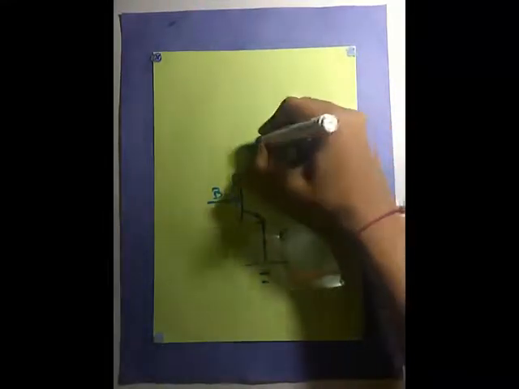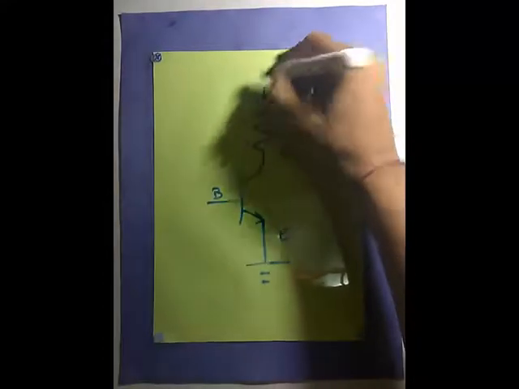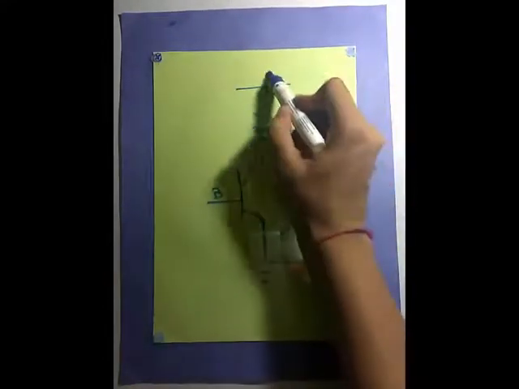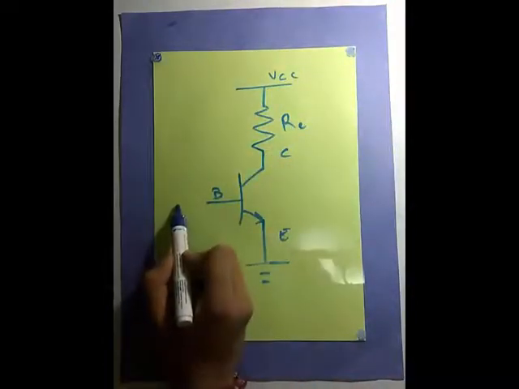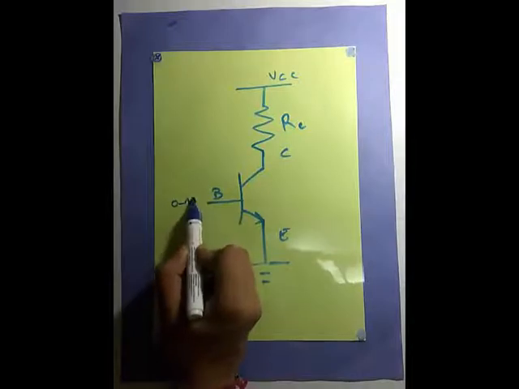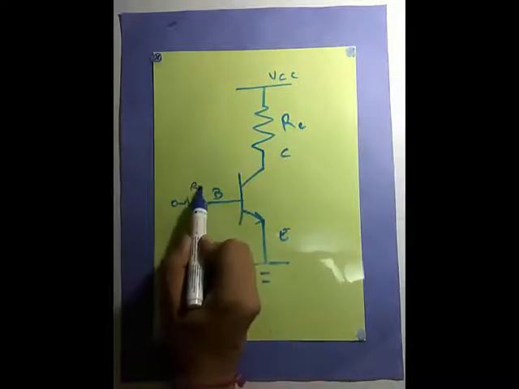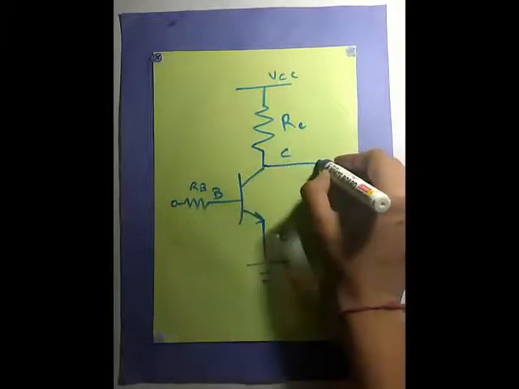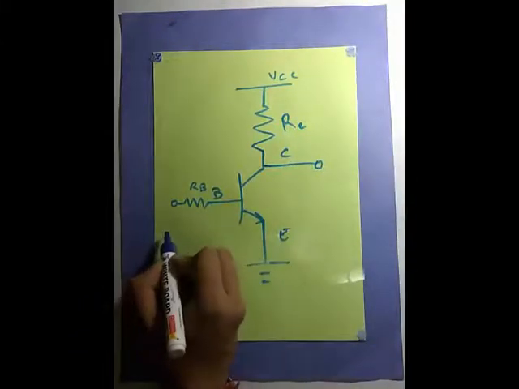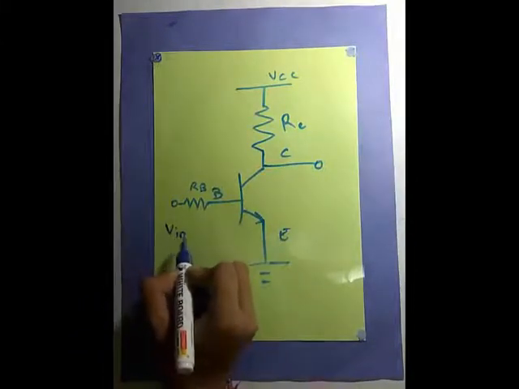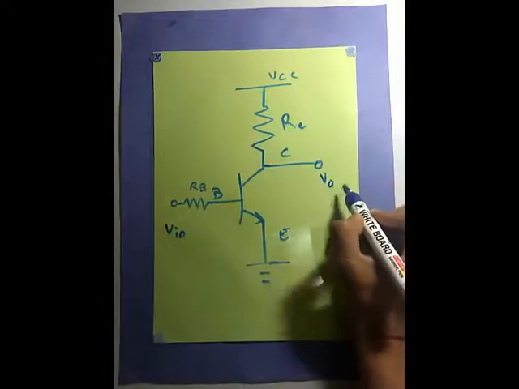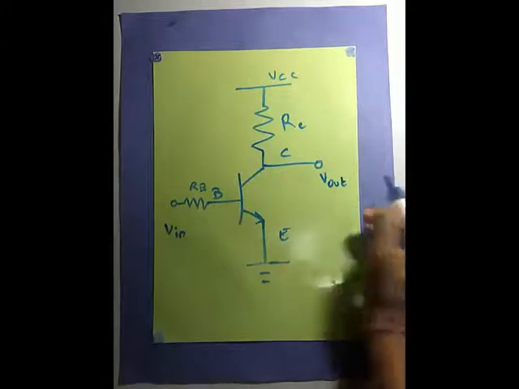We'll complete the circuit by adding a resistor at collector side, VCC as supply voltage, and a base resistor. Done. Let us consider our input voltage Vin and our output voltage Vout.